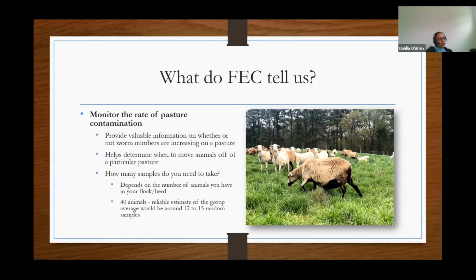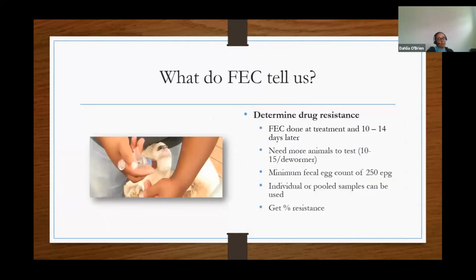For instance, if you have 40 animals and you want to get a good estimate of the group, you would take about 12 to 15 random fecal samples, and then you could do a fecal egg count. If this is relatively high, this will indicate that maybe your pastures are heavily infested and it's time to move those animals onto a new pasture. So it could be used as a good tool to monitor pasture contamination.